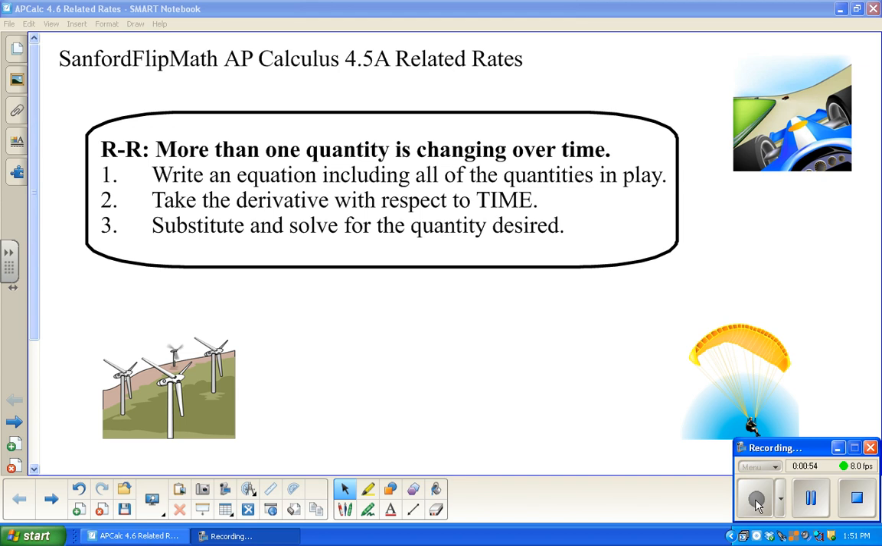There's a basic process that needs to happen, and that is we need to write an equation including all the quantities that are in play. And we'll see some examples of that.